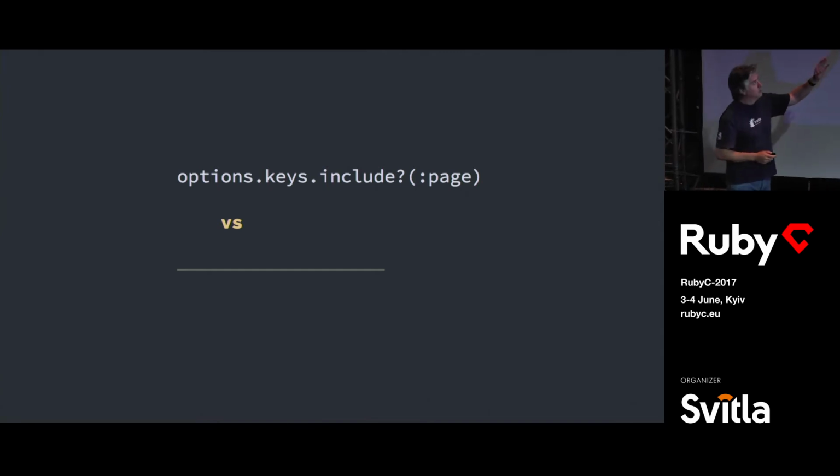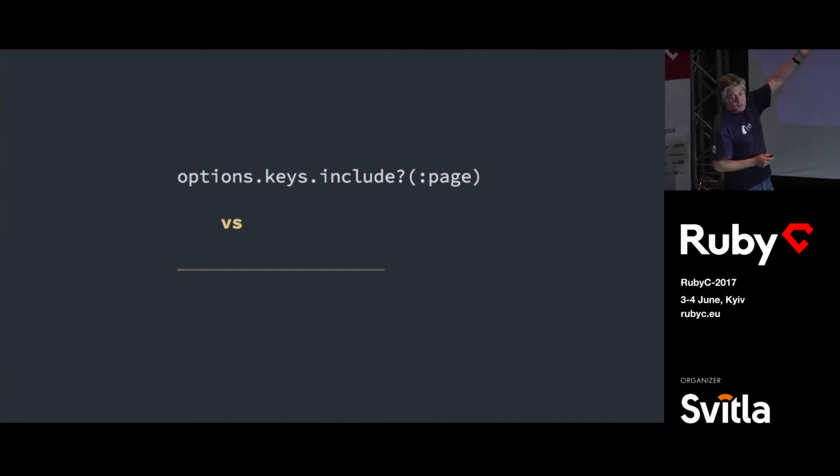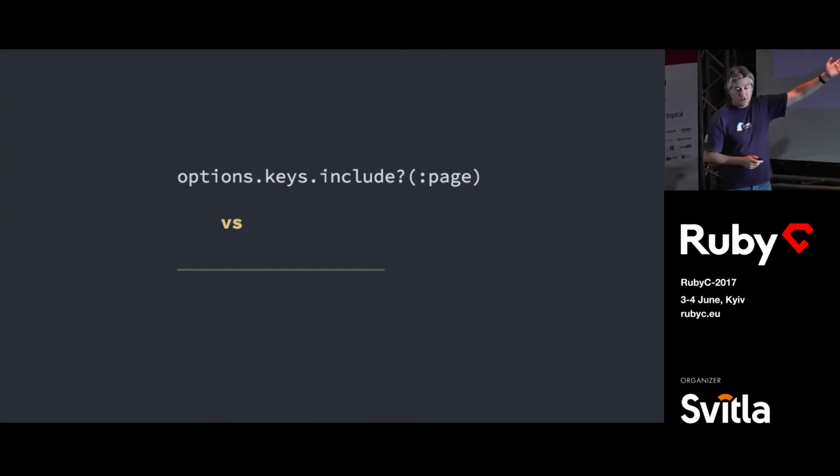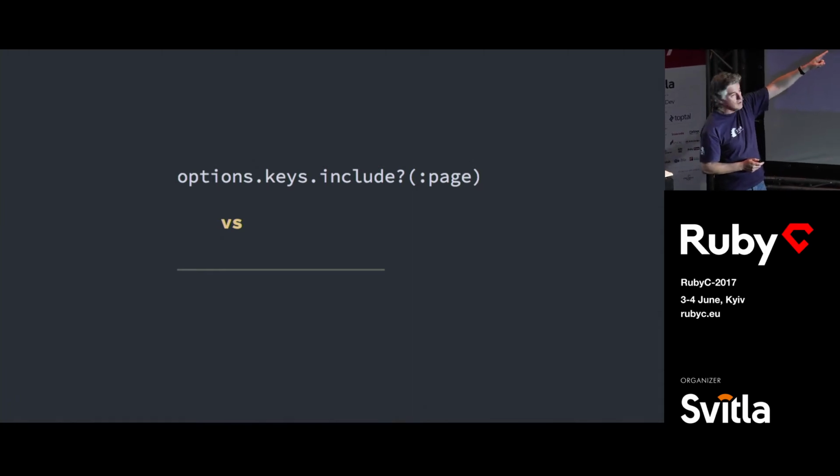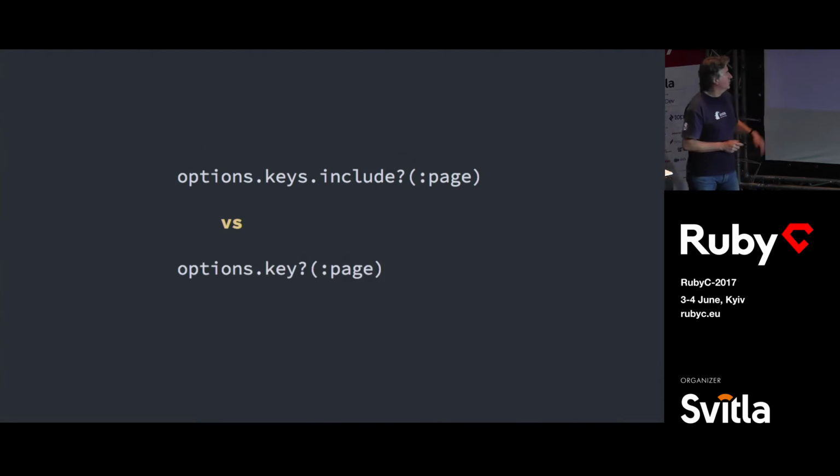Another one. Options is a hash. You take the collection of keys and see if that collection includes, in this case, that symbol. All right? We have an API for that.